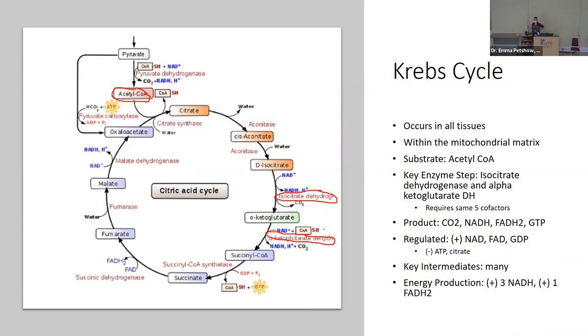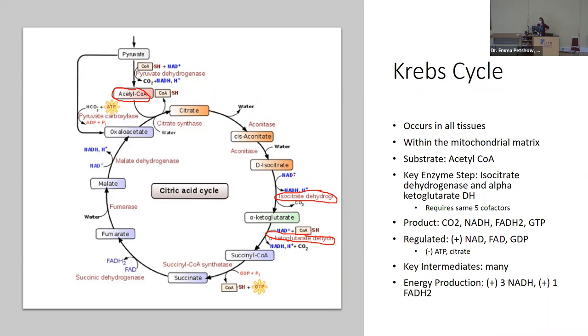So these two steps are the key regulatory step. We go from isocitrate to alpha-ketoglutarate as an intermediate, and then we move to succinyl-CoA, so that CoA comes back, which is why we have to have CoA, coenzyme A, as a cofactor. Your end products of the Krebs cycle are carbon dioxide, NADH, GTP in the form of energy, or ATP, depends on who's drawing it, and FADH2. Those are your end products.